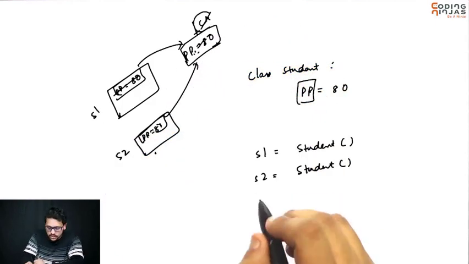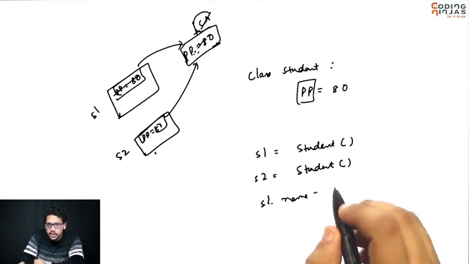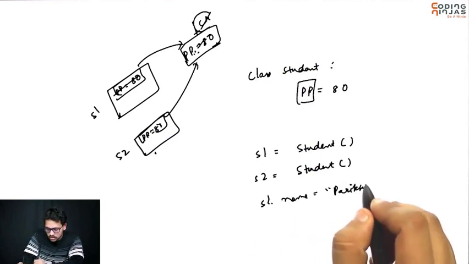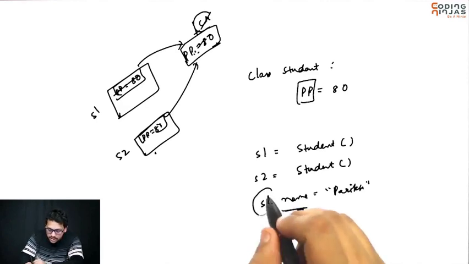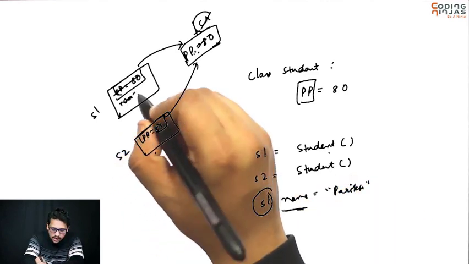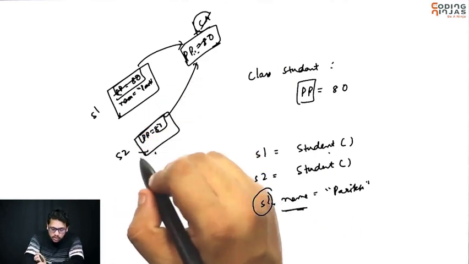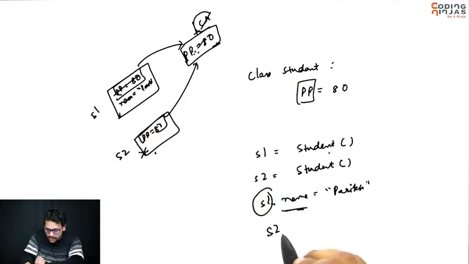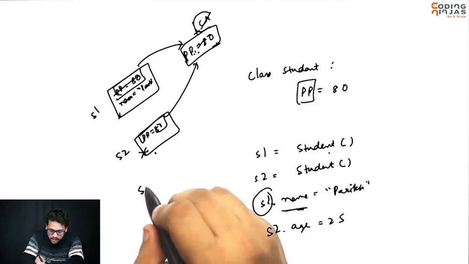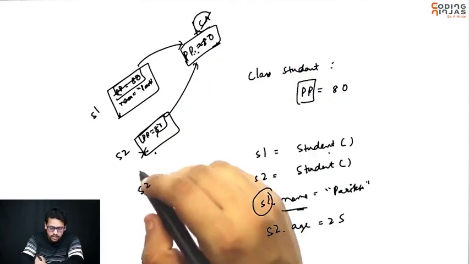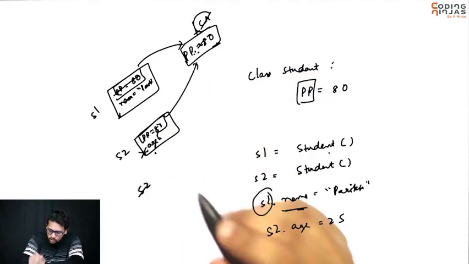Okay. Now the instance attribute is, let's say you write S1.name equal to Parik. So this is my instance attribute. S1 is an instance of Student, so in S1 a name attribute has been created whose value is Parik. If you try to access S2.name, S2 does not have any name attribute. If you write S2.age equal to 25, then in S2 you have passing percentage, which is common to all objects. Here age is created which is equal to 25.